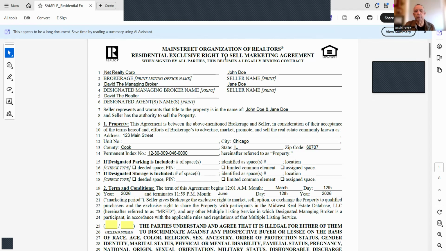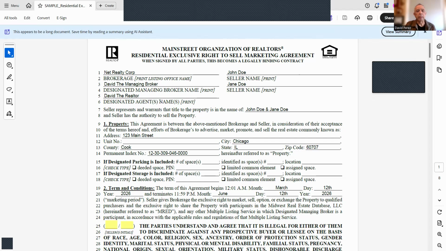This is an exclusive right to sell marketing agreement, which gives the agent the exclusive rights to sell your home on your behalf. There are other agreements, and hopefully I can put something together in the future to go right down the line and explain how many there are. I think there's 5, and what the purposes are and what they're used for.